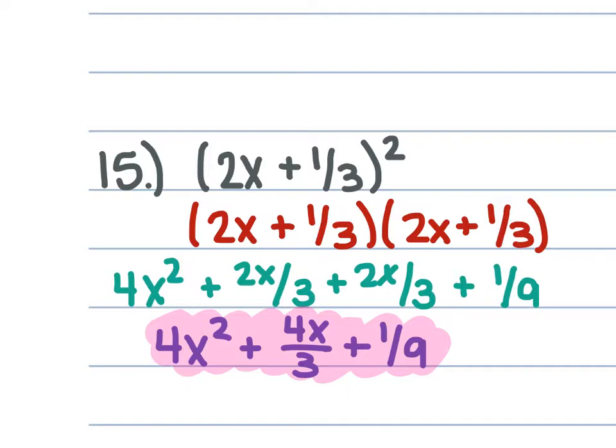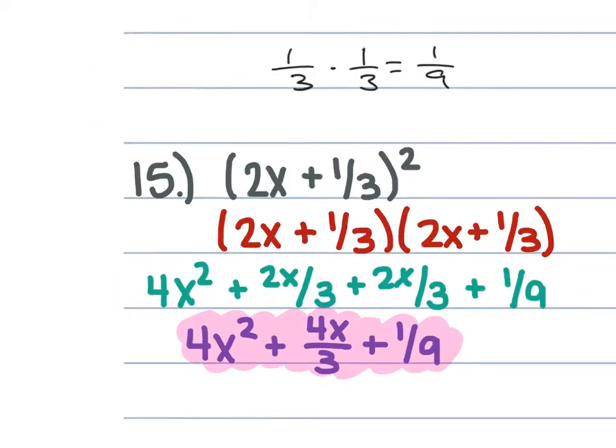So we've got 2x plus 1/3 times 2x plus 1/3. Remember when you multiply fractions, when I get to the 1/3 times 1/3 part, right across the top becomes 1, right across the bottom becomes 9. That's where the 1/9 came from.